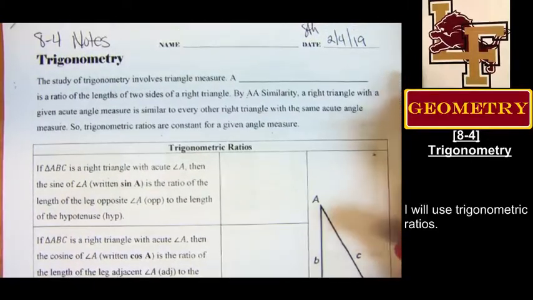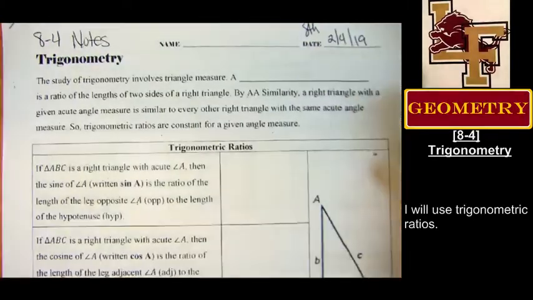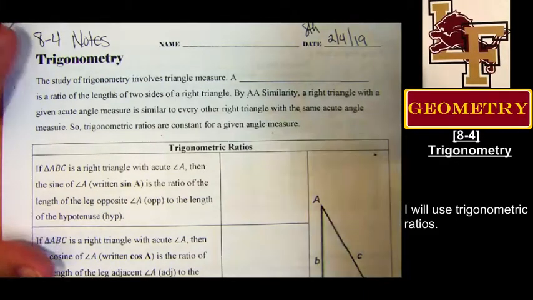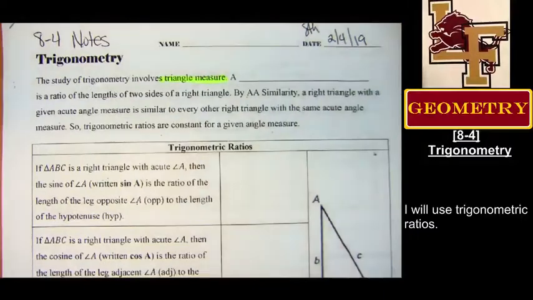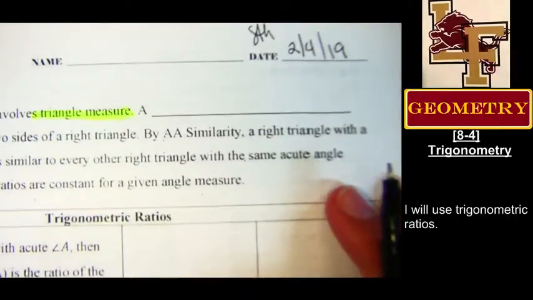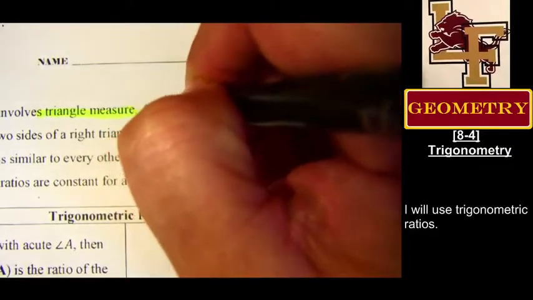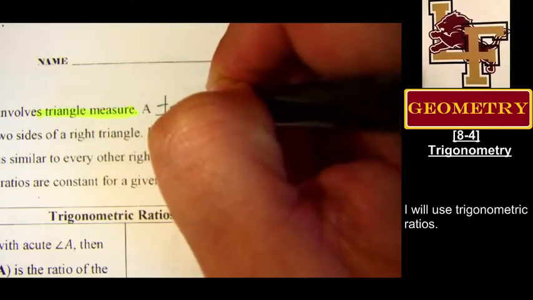Continuing on our exploration of right triangles, we are going to be learning some trigonometry. Trigonometry is just a fancy way of saying triangle measure. Trigon meaning three-sided things, triangles, and metry meaning measure. So literally triangle measure. All right. In order to handle trigonometry, we need to write things called a trigonometric ratio.